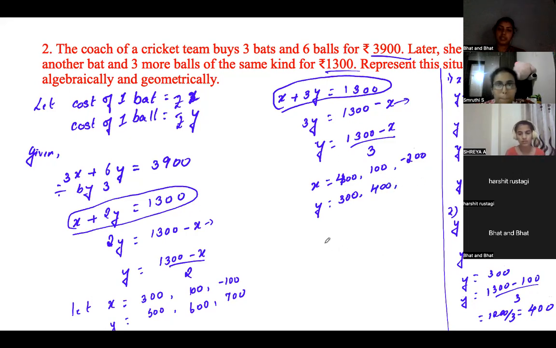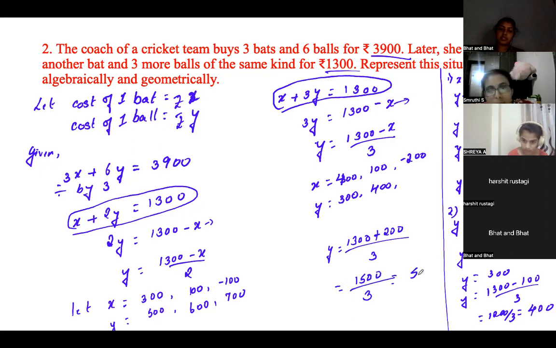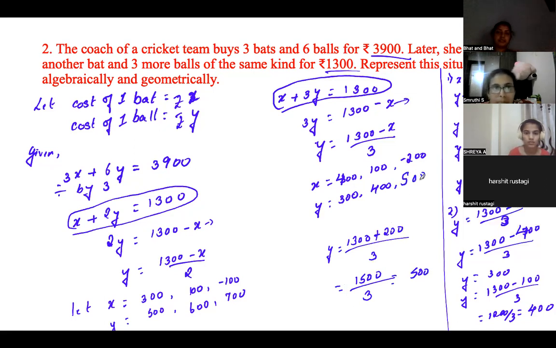Now what will happen if it is minus 2? So y will be equal to 1300 minus of minus plus 200 divided by 3. So this is 1500 divided by 3. So that is equal to 500. Right? Understood this? Yes, ma'am. For different values of x, we got different values of y.